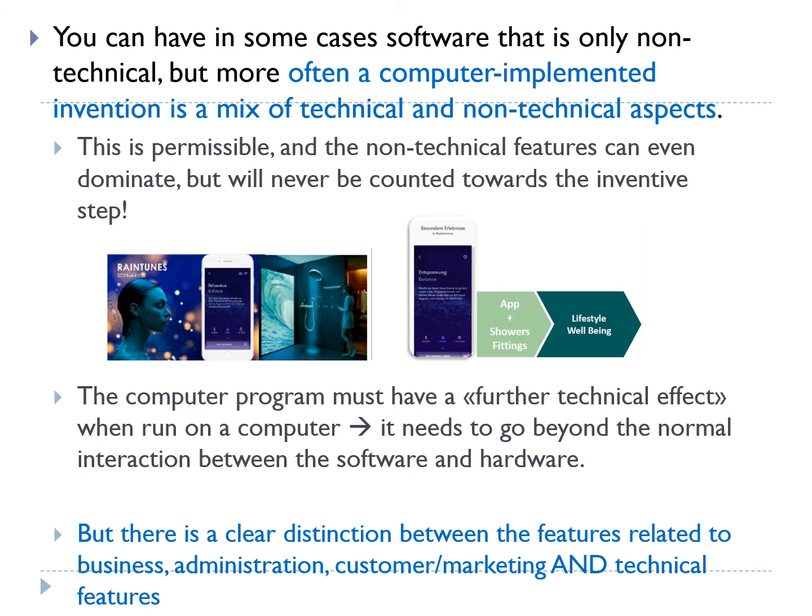But these days, there has been a lot of patenting of solutions such as, for example, rain tunes, where, as you can see, there's a technical implementation as these rain tunes are connected to the shower fittings, right? And the service in the end is a kind of lifestyle well-being invention. But again, thinking about the layers is what needs to be done, and these layers need to include technical aspects, technical features, in the parts where patents will be successful. However, there is a clear distinction between the features related to business administration, customer and marketing, and those that are considered technical features.